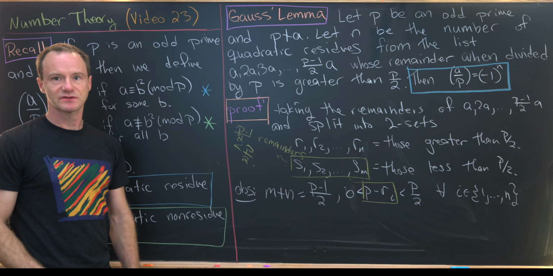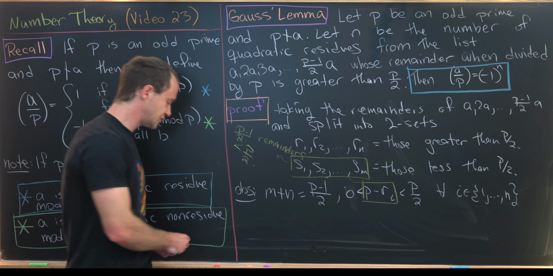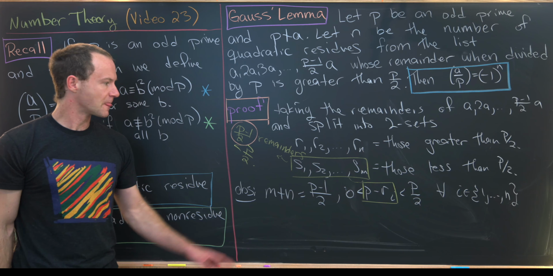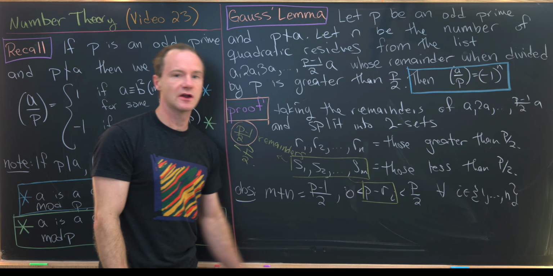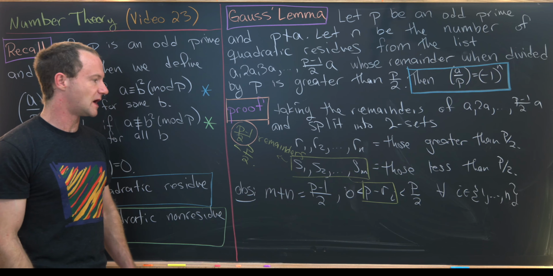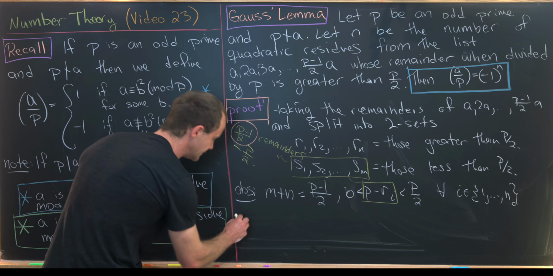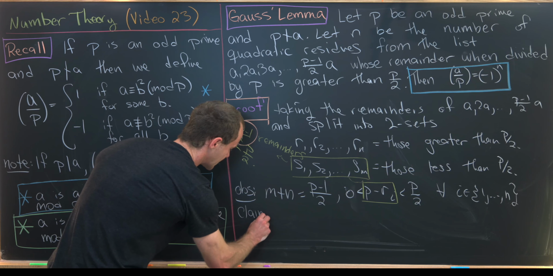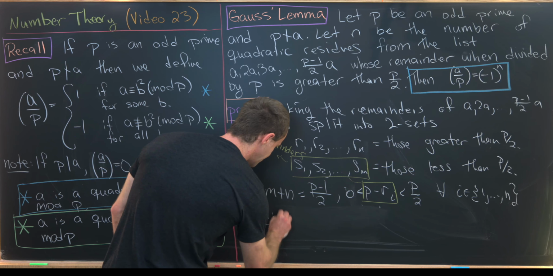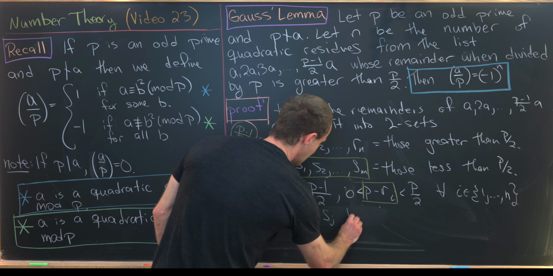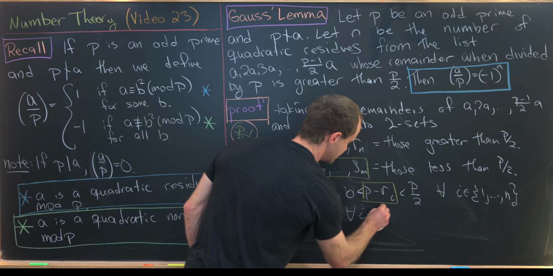But how many possible remainders are there that are less than p over 2? Well, there are exactly (p minus 1) over 2. So in fact, what we want to show from here is that this represents all possible remainders less than p over 2. And we can do that if we can prove the following claim, and that is p minus r_i is not equal to s_j for all i and j.